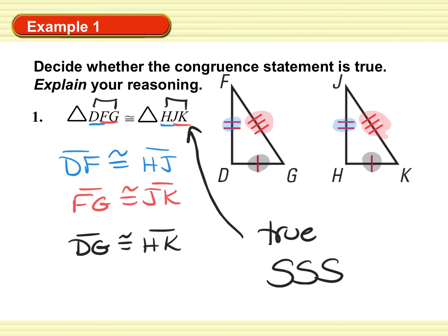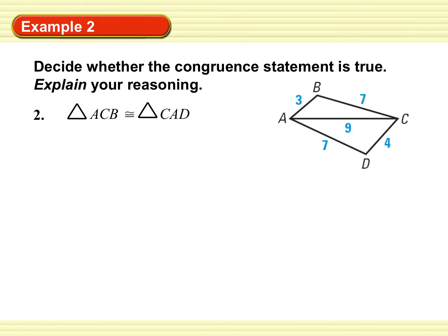Now, sometimes it'll be congruency marks. On the next slide, they're going to give us the length of each side. So we're comparing numbers instead of congruency marks on the next example. So for the next one, this time there's not congruency marks, but we do have the length of each side.